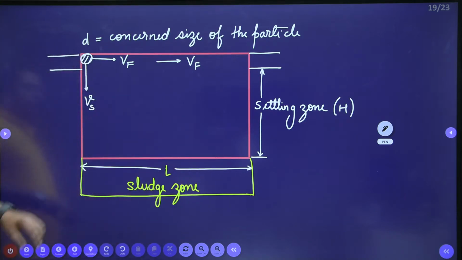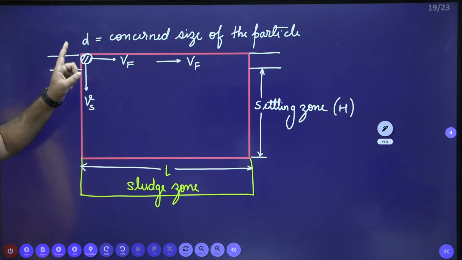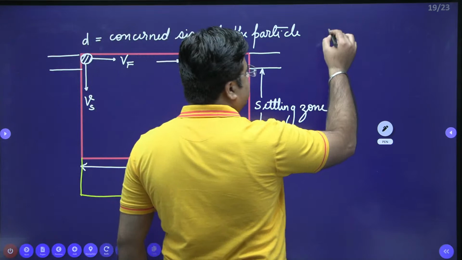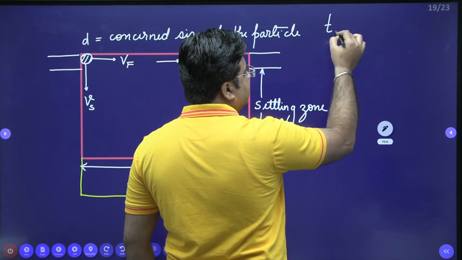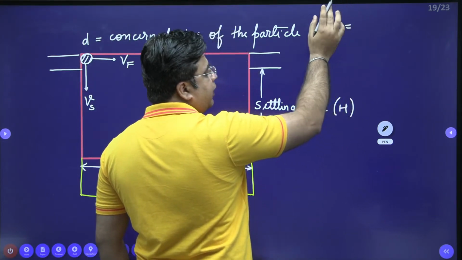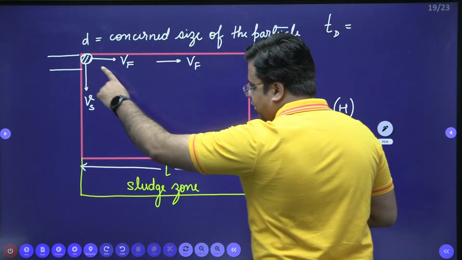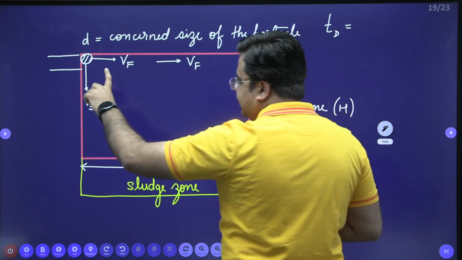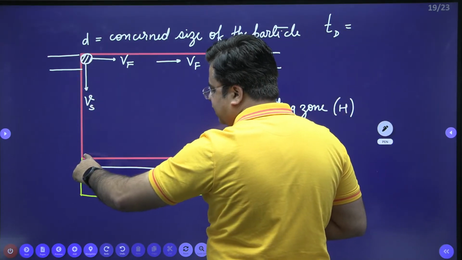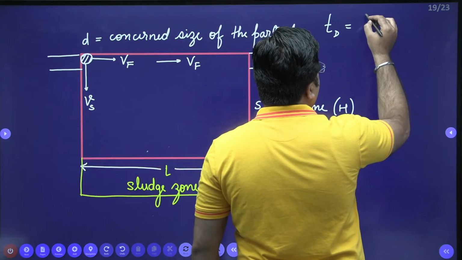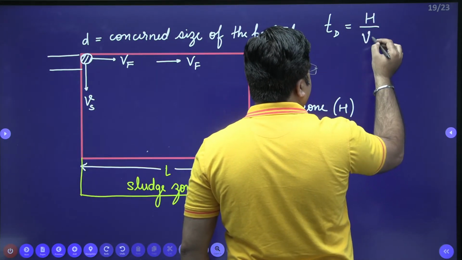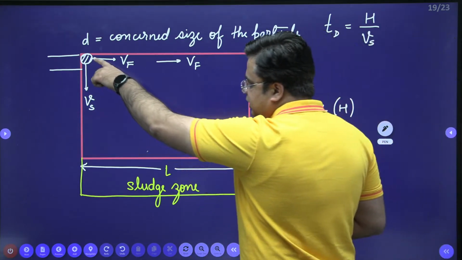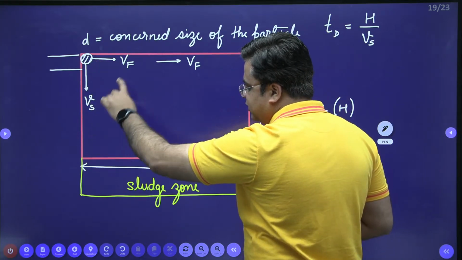Right? So what do we mean by designing the tank with respect to the concerned size? We mean that we are providing sufficient time Td to this particle so that this particle will reach the bottom of the settling zone. The time taken by this particle to reach the bottom of the settling zone is equal to H divided by Vs. The vertical distance is capital H and the velocity responsible for covering this distance is Vs.